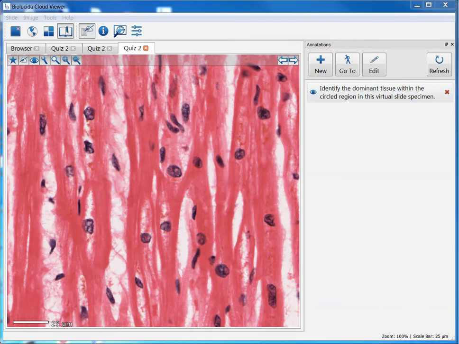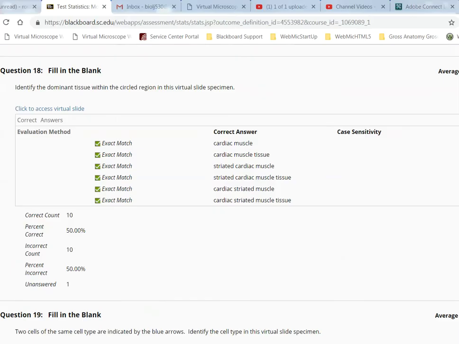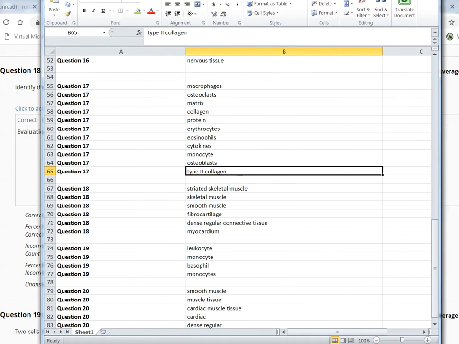Okay, so here are the answers that we accepted as correct. Just a minute, I've got to pause this to get it. Yes, so here are the answers we accepted: cardiac muscle tissue, striated cardiac muscle tissue, cardiac striated muscle, and cardiac striated muscle tissue. 50% of the class got the answer correct. The other 50% incorrect. So let's look and see what the incorrect answers were.